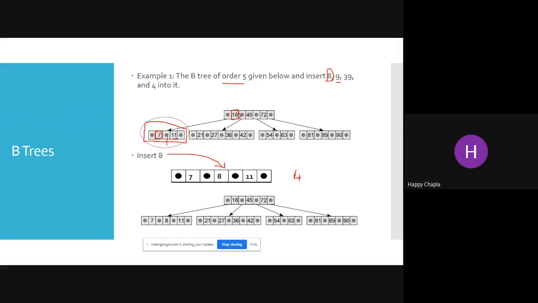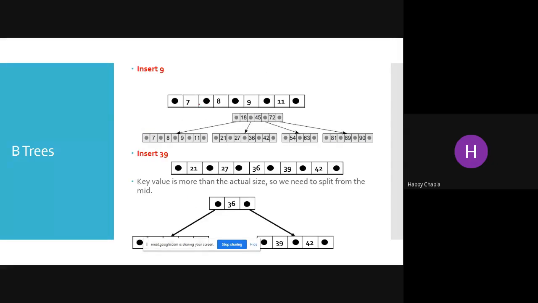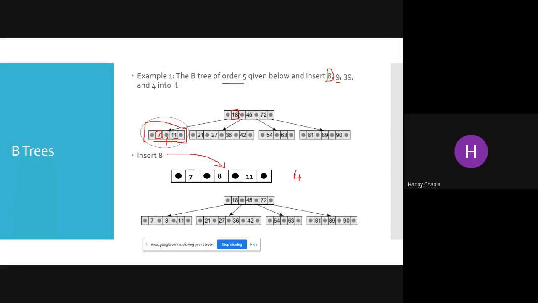Now I want to insert 9. At which place can we insert 9? So you can see over here, we have to insert 9 at which position? Find out from the first thing. 9 is less than 18. Go over here. 9 is greater than 7. 9 is greater than 8. In between 8 and 11, I have to insert this 9.